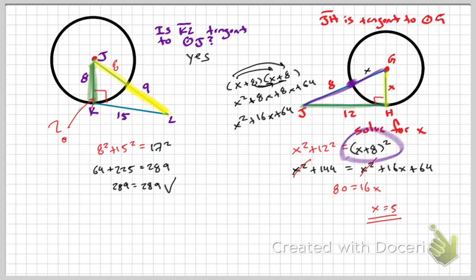Please don't make the mistake of doing this math incorrectly. x plus 8 squared is not x squared plus 64. You have to FOIL the whole thing out. It is a binomial, x plus 8 times x plus 8. Please, please, please don't make that mistake. Okay?